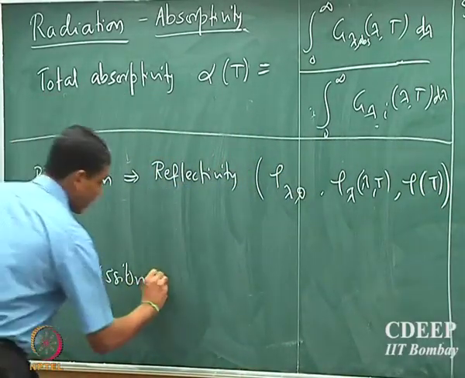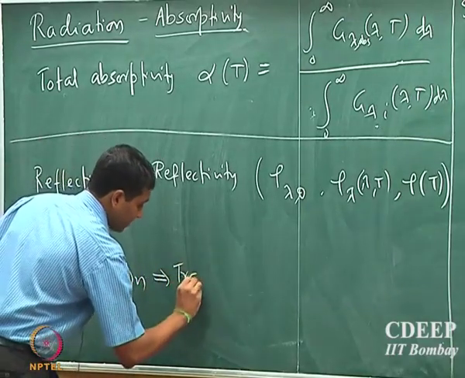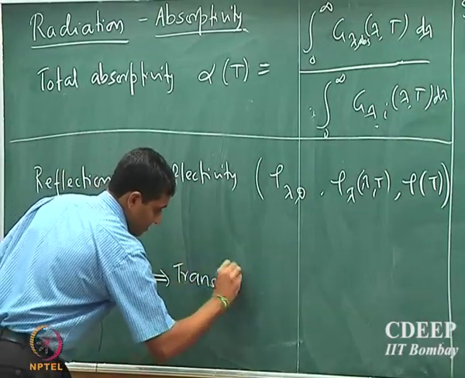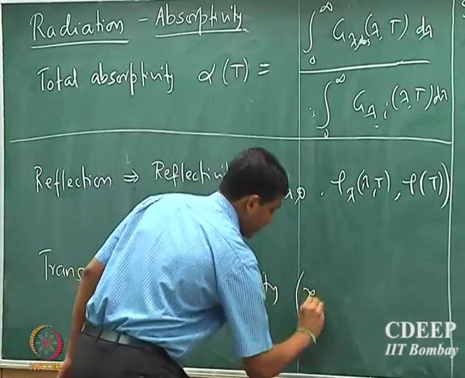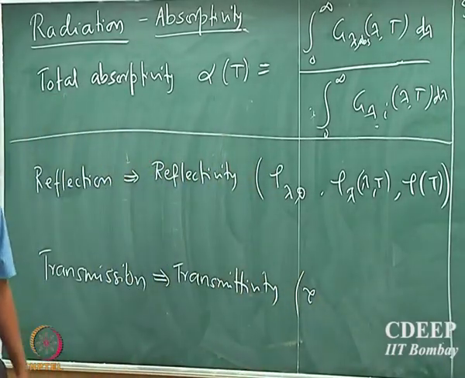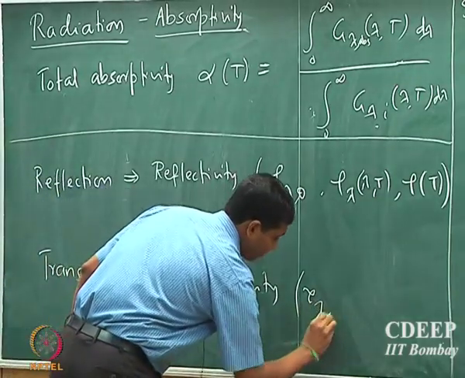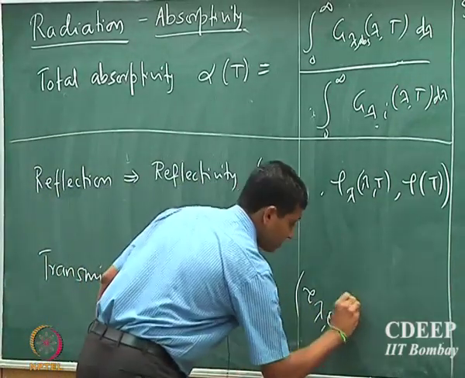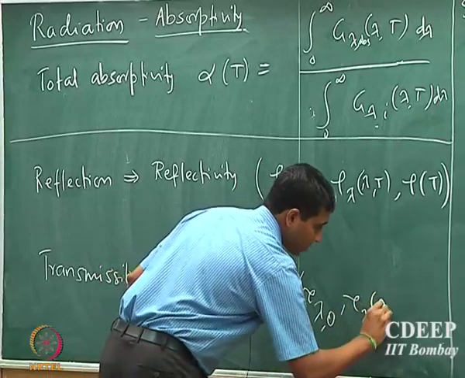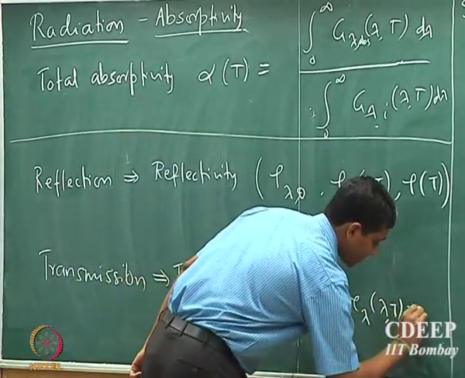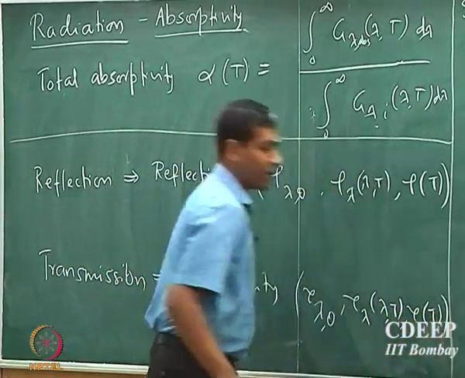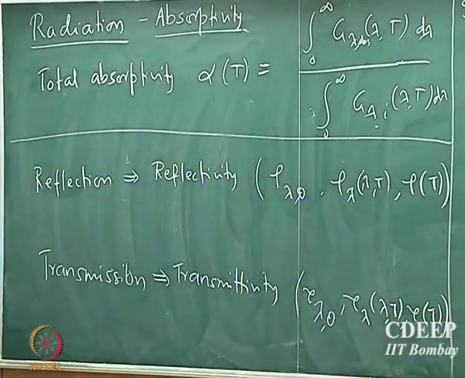Okay. Similarly, one could define what's called the transmittivity. Tau is the symbol used for transmittivity. Once again, you can define the local transmittivity, the spectral hemispherical transmittivity, which is only a function of lambda, and the total, which is only a function of temperature. Okay.